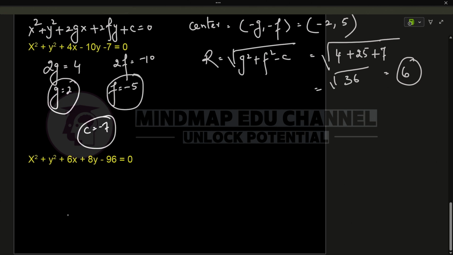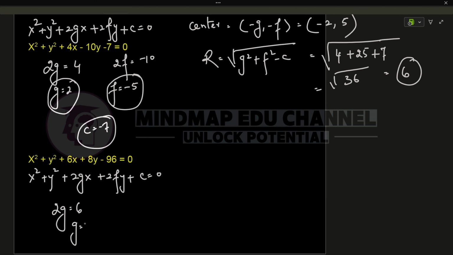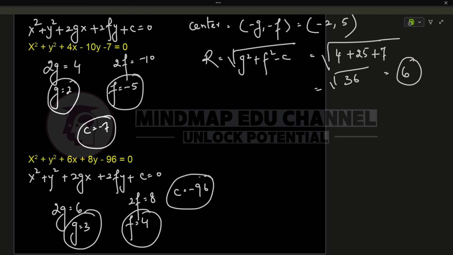Let's do one more sum to make it more clear, for more practice. x square plus y square plus 6x plus 8y minus 96. Compare this with the general equation x square plus y square plus 2gx plus 2fy plus c equals 0. Therefore, the value of g is, 2g is equals to 6 and g is equals to 3. And then for the value of f, 2f is equals to 8 and f is equals to 4. And the value of c is minus 96.